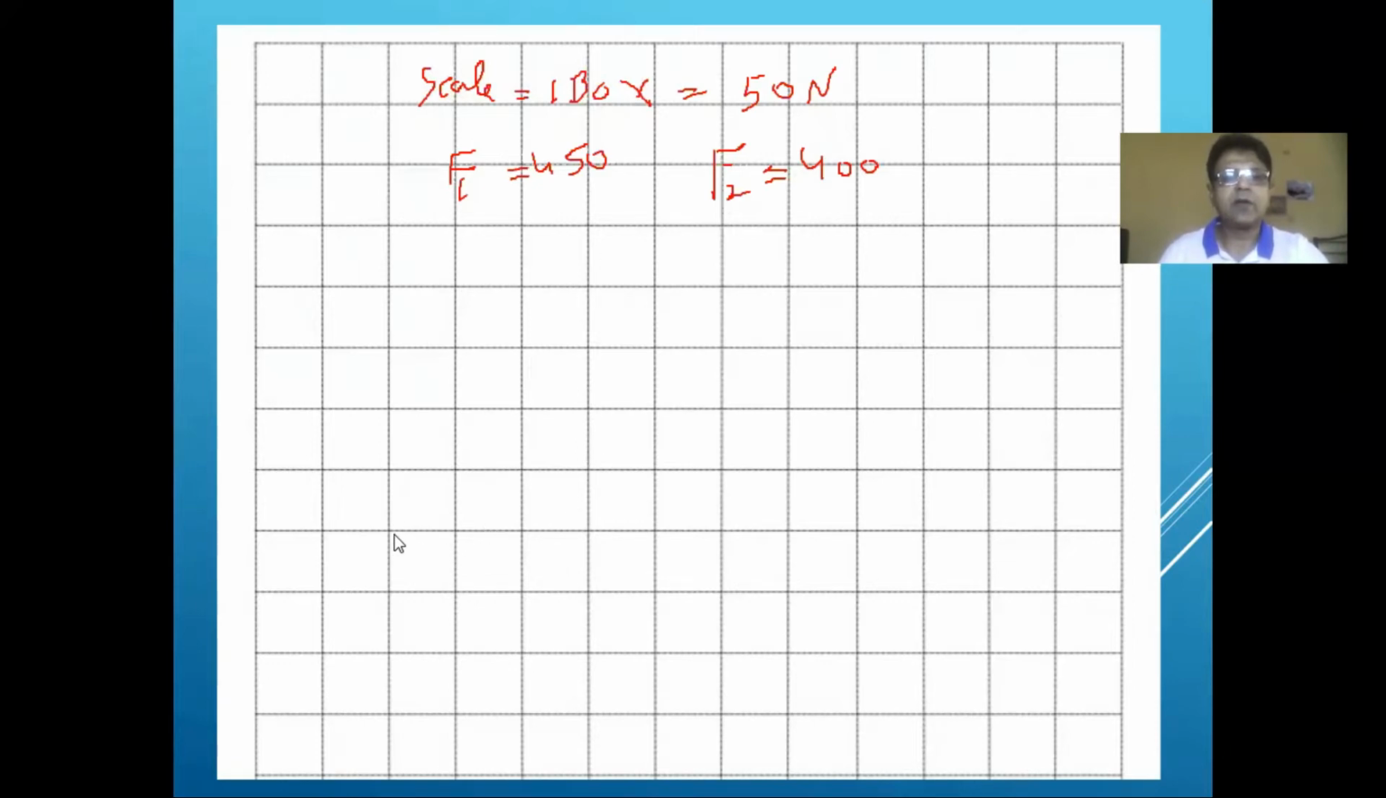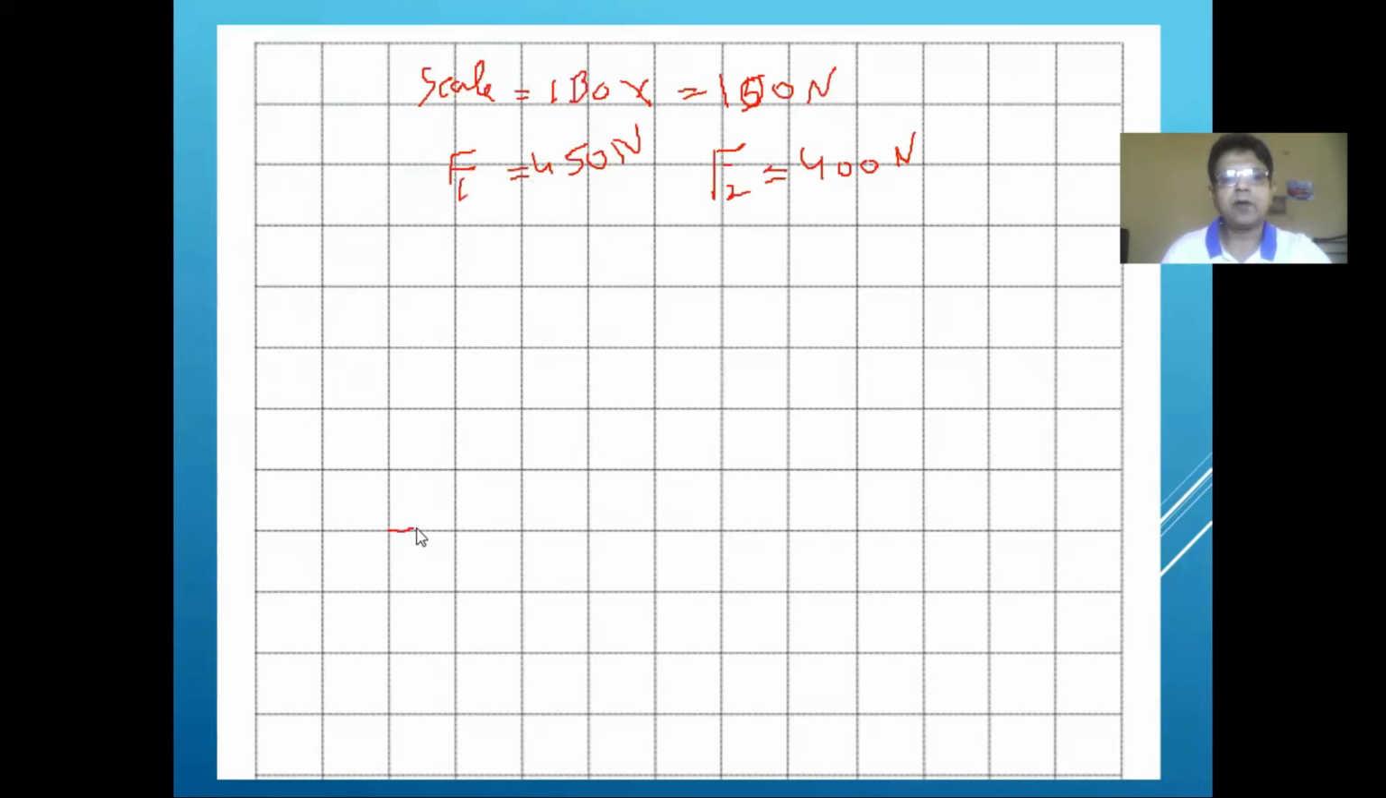Okay, I will select one point from here. I will make F1, for example, as per scale, 450 Newton. I have to select the number of boxes as per scale. One box is equal to 50 Newton, so how many boxes will I select? Let me change the scale. One box is equal to 100 Newton.